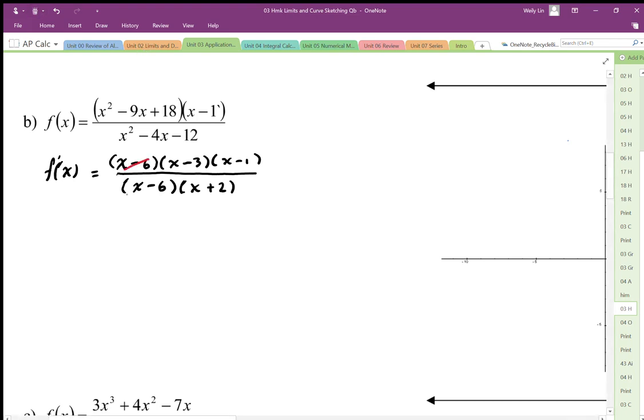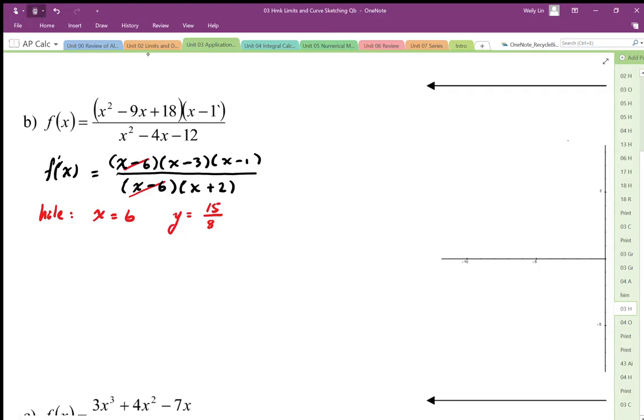So these factors cancel, so there must be a hole at x equals 6. And it's useful to know the y coordinate of that hole. So I'm going to plug 6 into this expression. So I end up with 3 times 5 divided by 8. So y is equal to 3 times 5 is 15 divided by 8. Okay, so there's my hole.